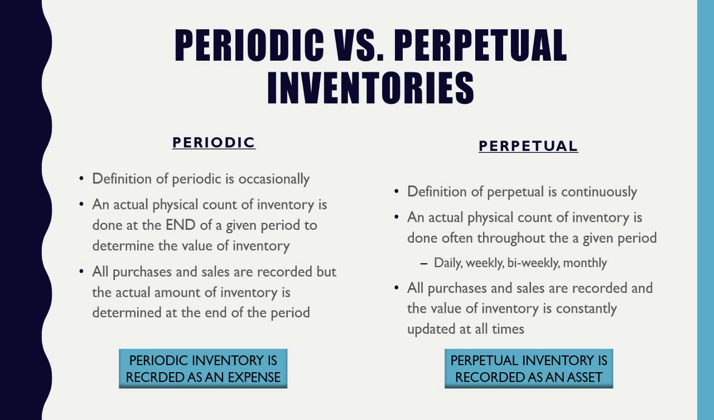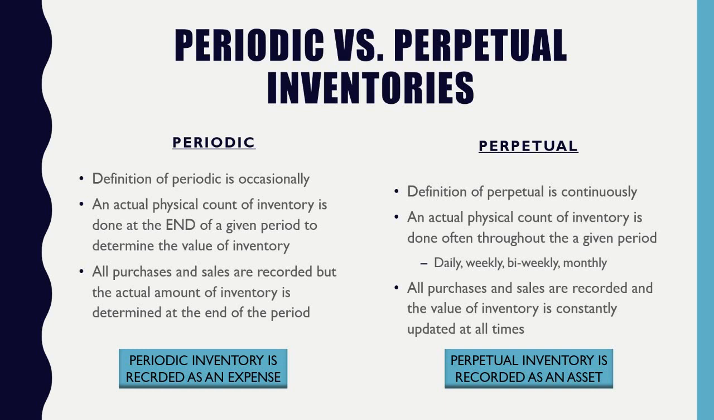Whereas perpetual, think of a swinging pendulum, constantly moving left and right, because it's in perpetual motion. That's the same definition here. If you look up the definition of perpetual, it means constantly, meaning you're going to keep track of inventory on a constant basis, okay? So let's start with periodic first.